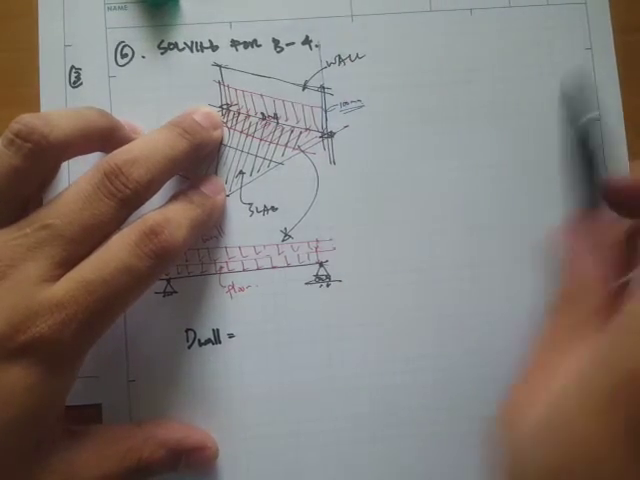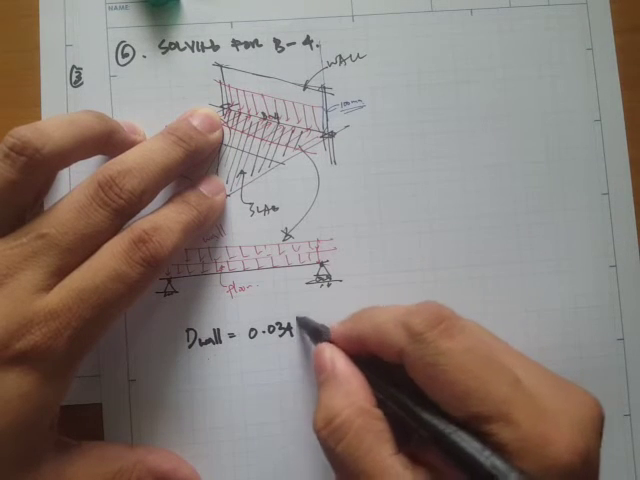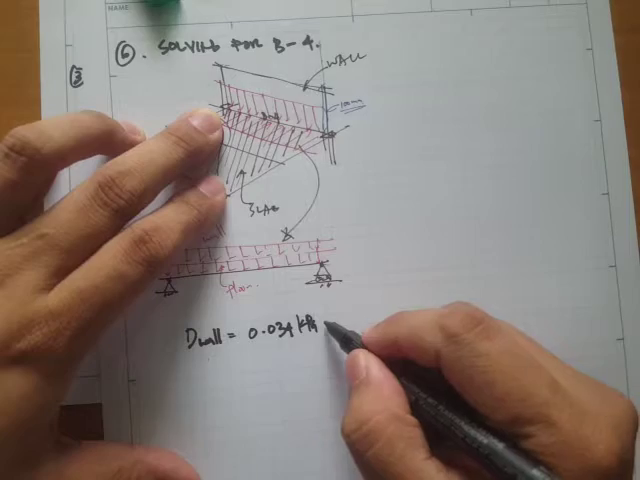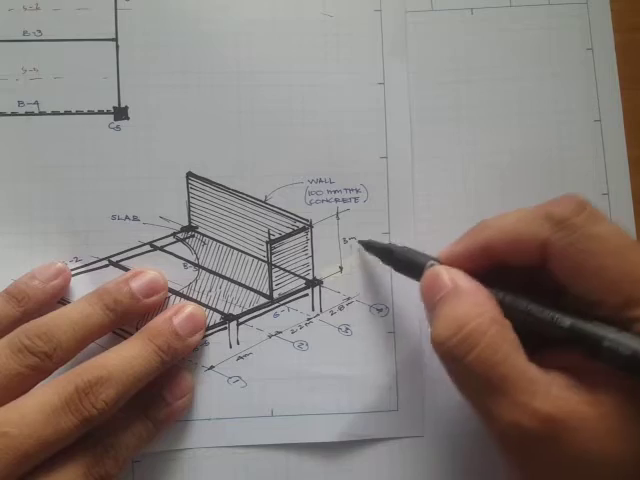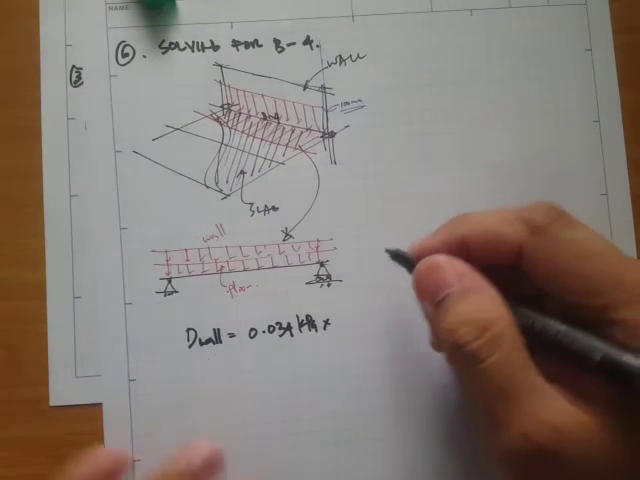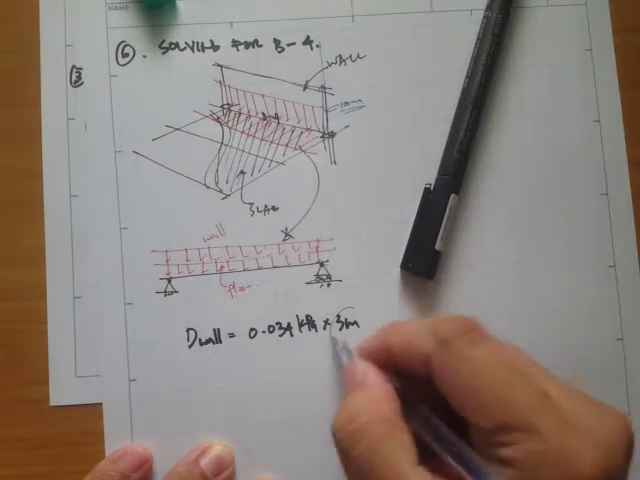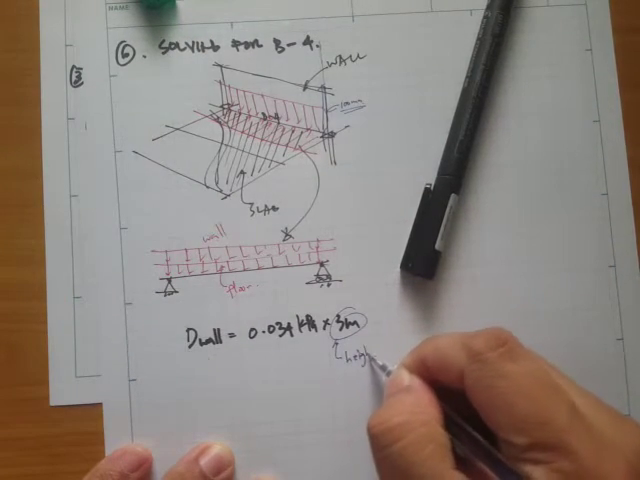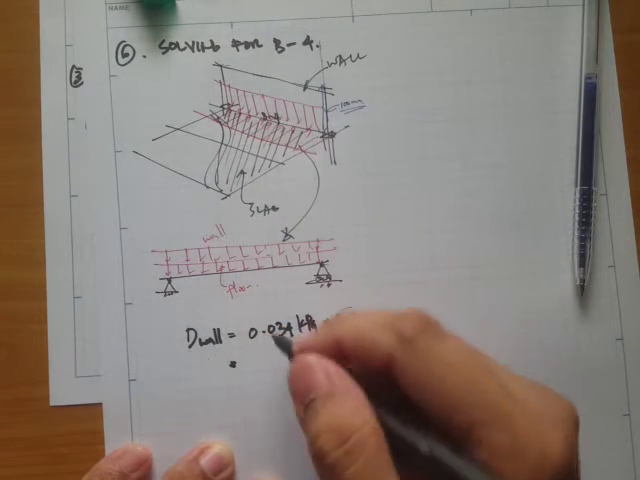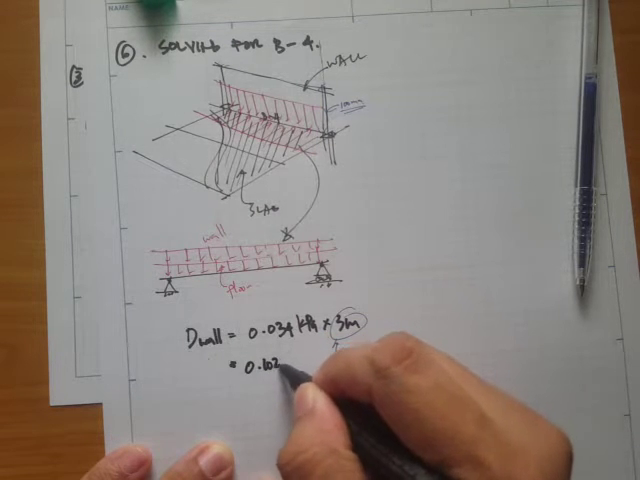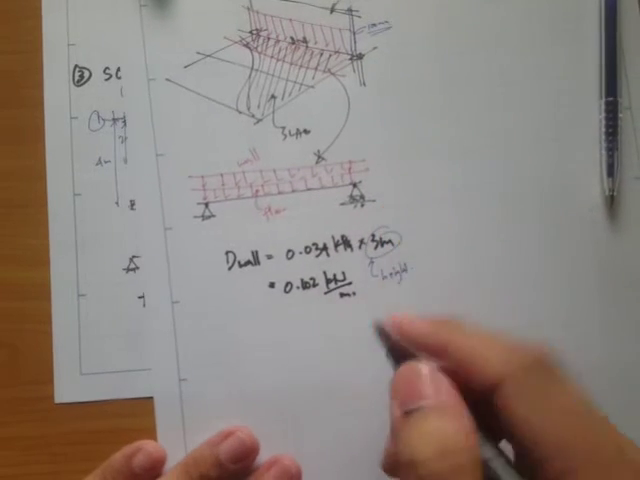So let's multiply this 0.034 kilopascals times the height. So what's the height? In this problem, it's given as 3 meters. So let's label this, this is the height. Okay, so we get a value of 0.102 kilonewton per meter.